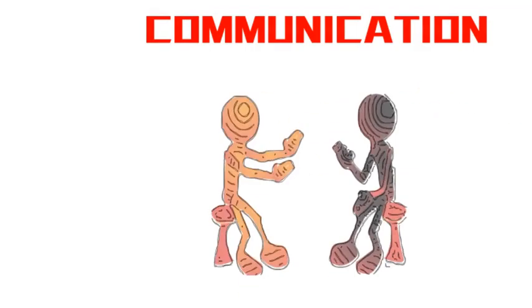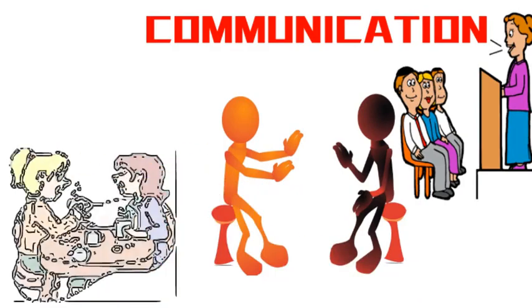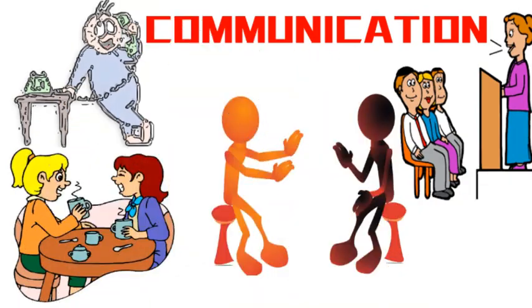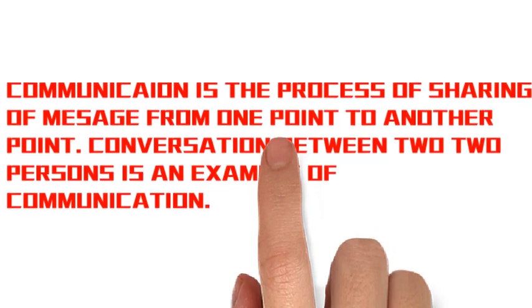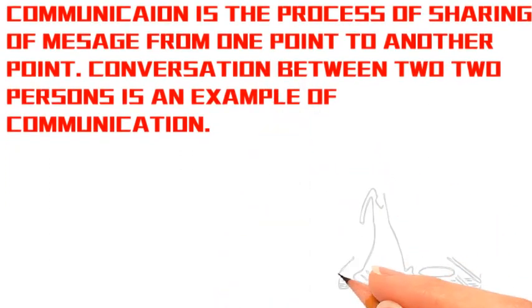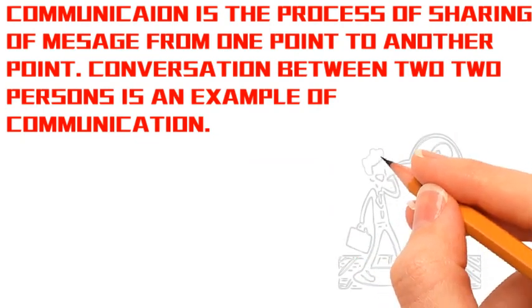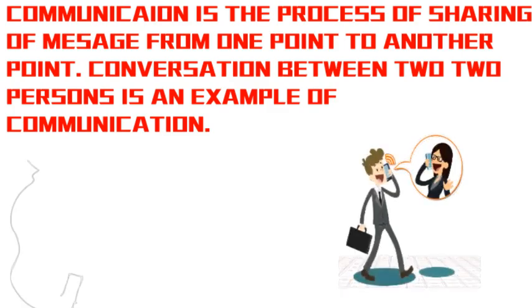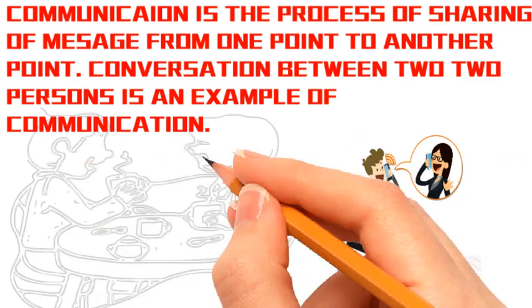Communication. Communication takes place all around us. Humankind has communicated in various ways since the beginning of their existence by means of drawings, writings, signals, symbols, and language. Communication is the process of sharing a message from one point to another point. Or you can say communication is the transfer of information from one or more people to one or more other people. A conversation between two persons is an example of communication.